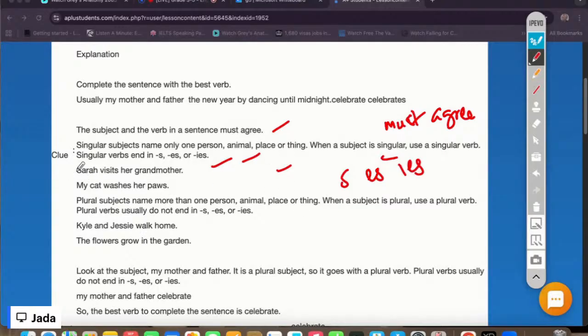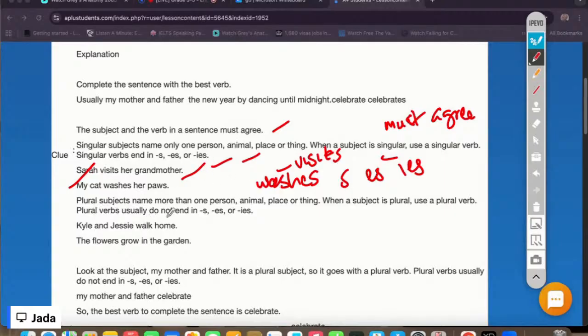So we have Sarah visits her grandmother, okay? My cat washes her paws. So you can see that washes here is what? Singular verb, and also visits with s as well. So this is for the singular subject and the singular verb. There's an agreement between them, okay?